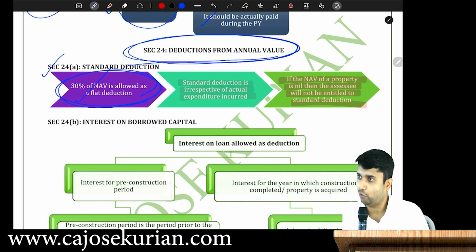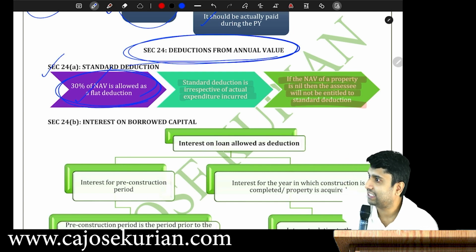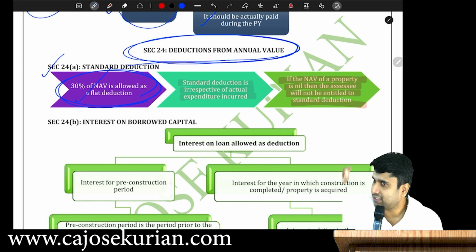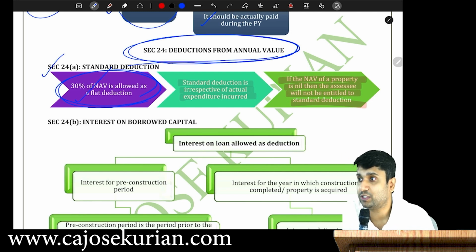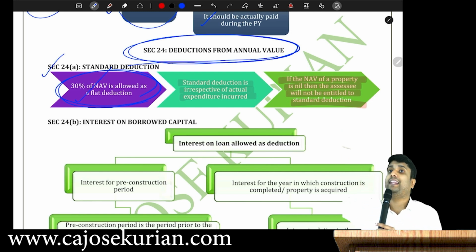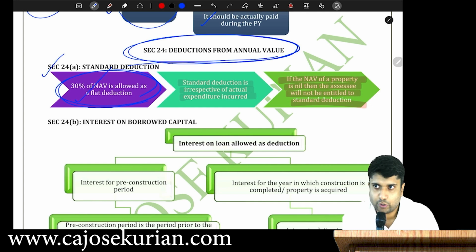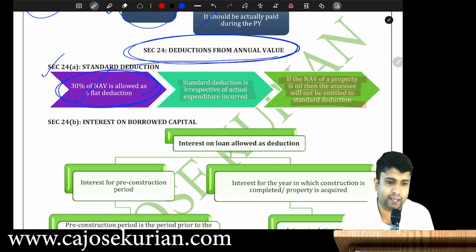No. For everything you are getting a standard deduction of 30%. Once you claim standard deduction, no other expenses you can claim as a deduction. Are you with me? Standard deduction is full and final. You cannot claim any other expenses as a deduction.